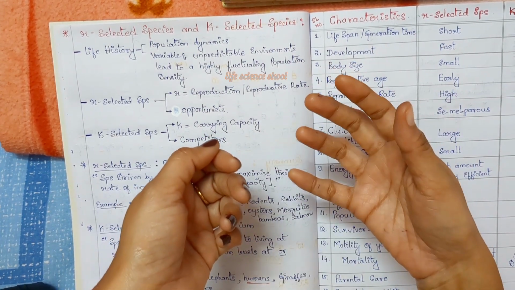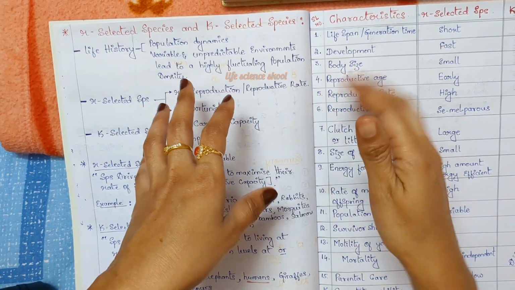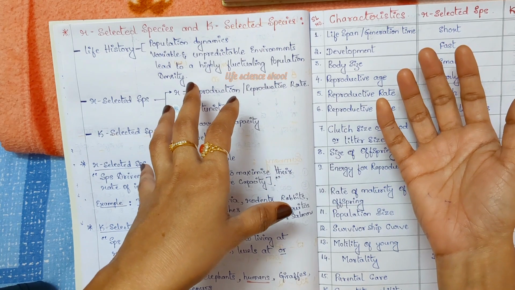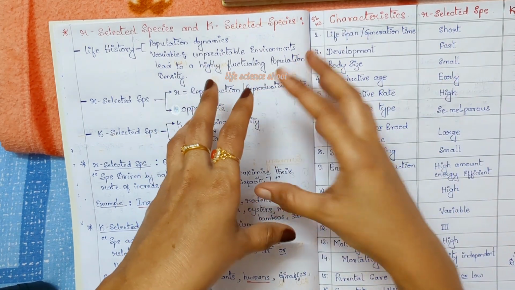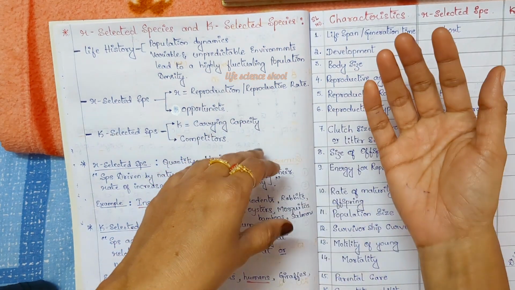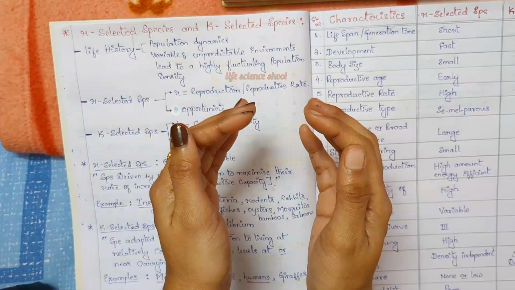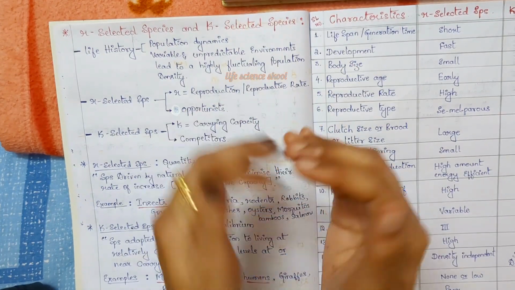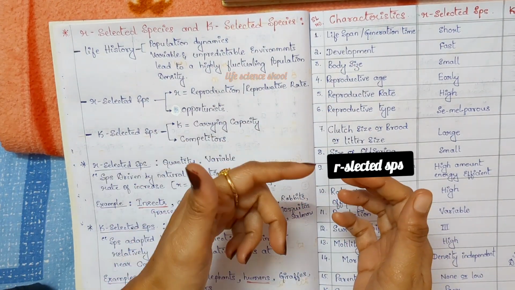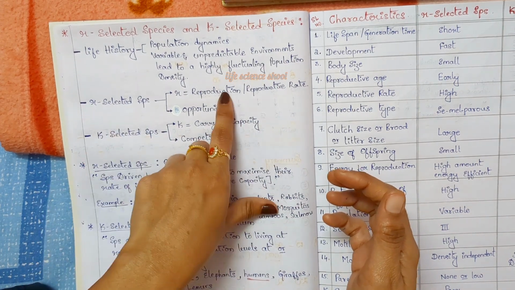generations, offspring. So what happens is that some of them survive and some of them die because of unpredictable environmental conditions. Those fishes which survive will start the next generation so that they maintain their population. That's why these types of species are called r-selected species. Here r represents reproduction.